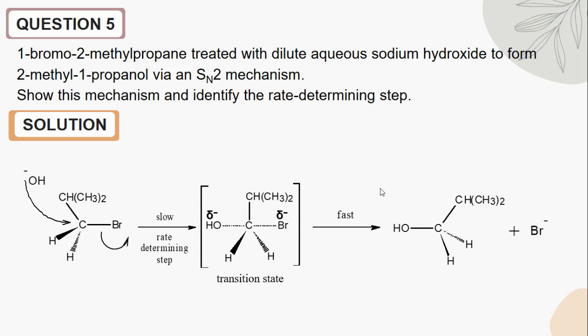And don't forget to put your leaving group Br minus as your side product. So how do you get the marks? In the first step, you get 1 mark for both arrows, 1 mark for the transition state, and 1 mark for your final product. And if you label the correct rate determining step, you get the last 1 mark.